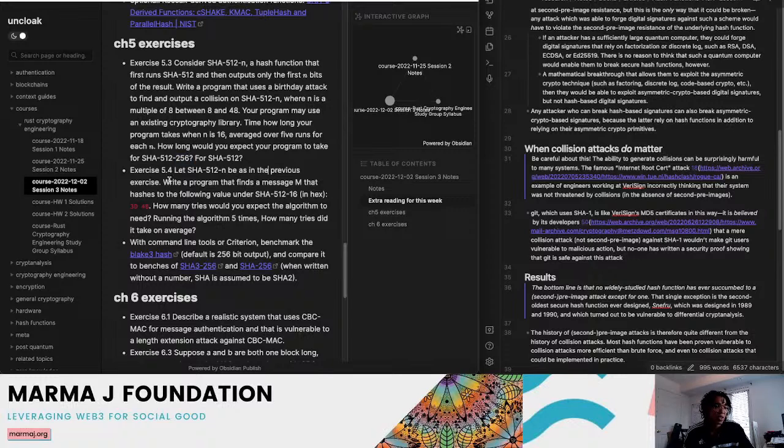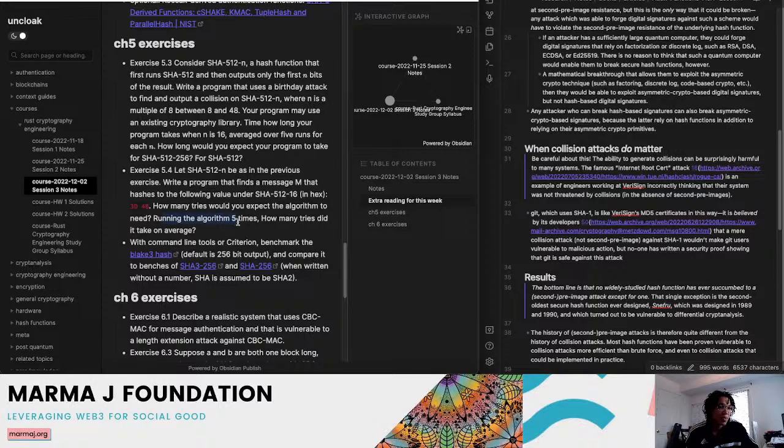So, talking about previously, write a program that finds a message M that hashes to the following value under SHA-512-16. So we're saying that we're using SHA-512, but we're only going to output the last 16 bits. If you're looking for 16 bits, these are 8 bits each, and these are 1 byte each, I think. Anyways, the point is, how many tries would you expect the algorithm to need?